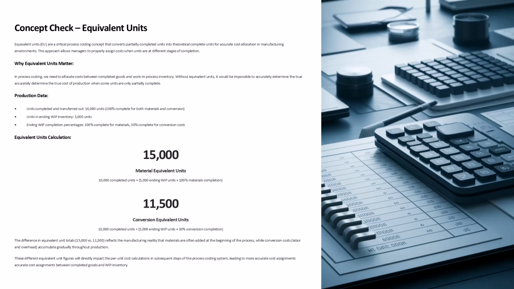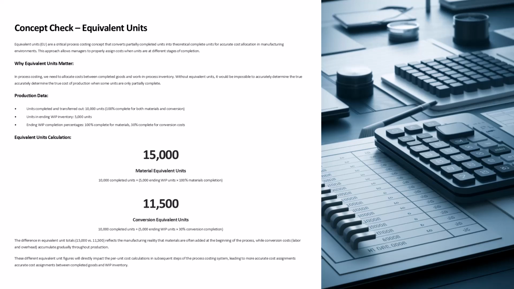Take a moment to calculate this yourself. For materials, 10,000 completed units plus 5,000 times 100% equals 15,000 equivalent units. For conversion, 10,000 completed units plus 5,000 times 30% equals 11,500 equivalent units.